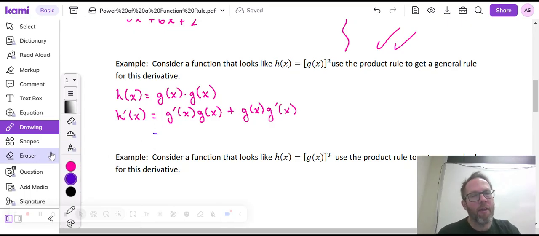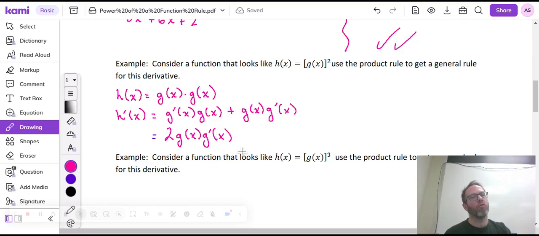And I'm going to choose a specific order here. It wouldn't really matter. But we get 2 times g of x times g prime at x, because those two terms are really the same thing. And look at us. We have actually developed another rule. This is a rule for taking the derivative of a function squared. You bring down the 2. You leave the inside alone, g at x, and then you multiply by the derivative, g prime. You guys okay with that?